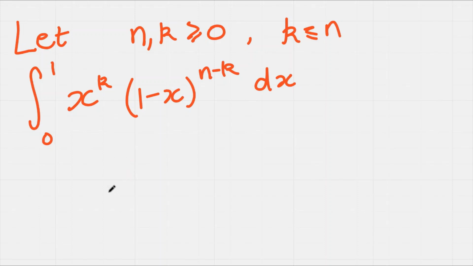Today I'm going to be computing an integral using probability. We have n and k non-negative integers where k is less than or equal to n, and we want to compute this integral here. The integral from 0 to 1 of x to the k times (1 minus x) to the n minus k dx. Now this integral here isn't actually too difficult to just compute manually, but I wanted to show you a really cool way to do it using probability and expected values. Let's dive right in.